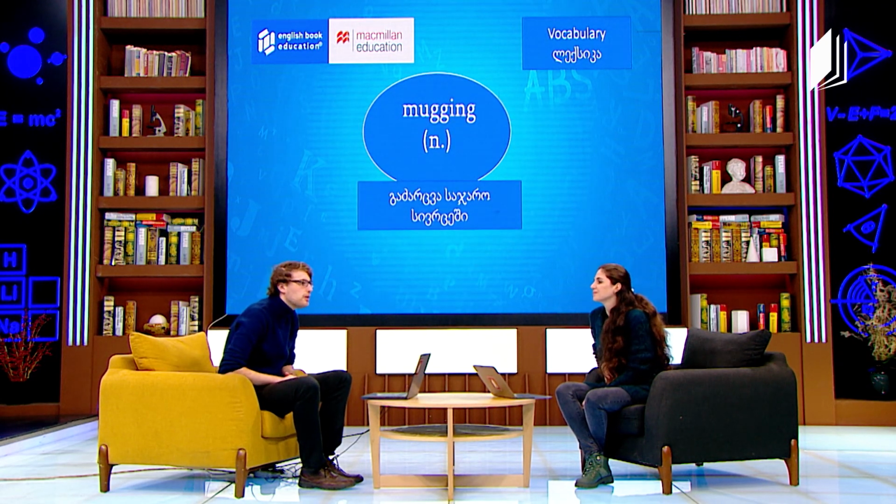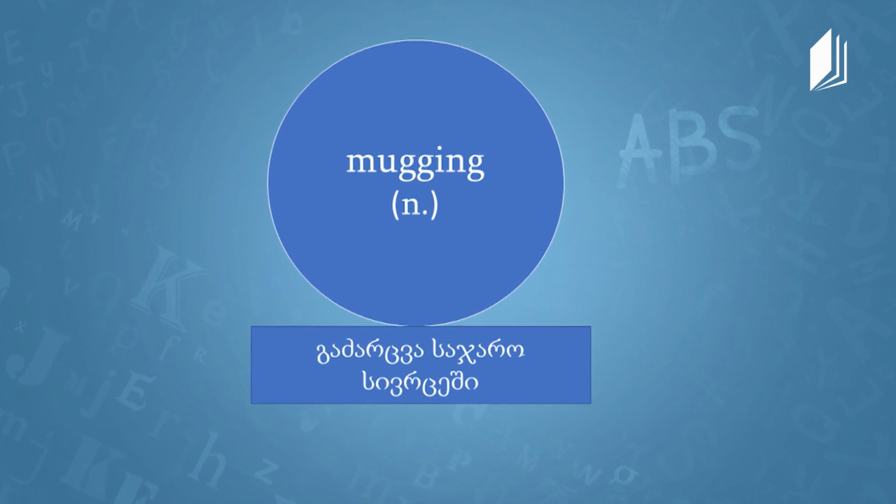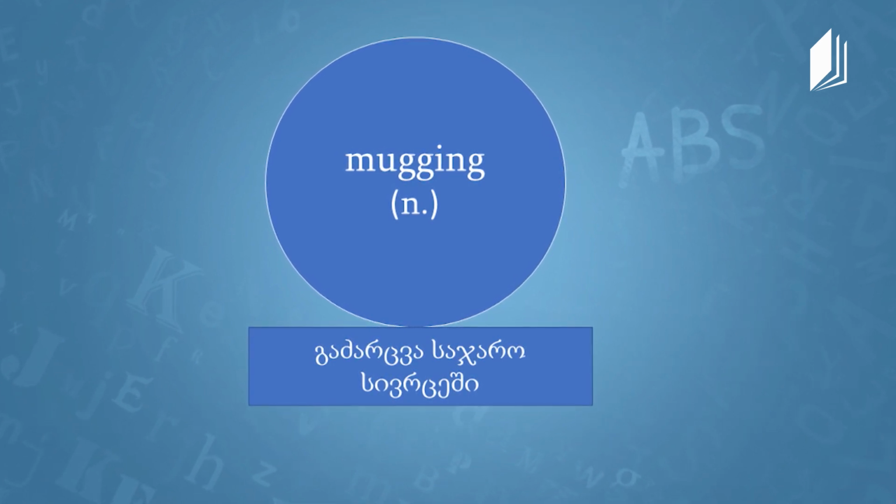So our first word is mugging, and it is a noun. And it is when someone robs somebody in the street. Mugging in Georgian means გაძარცვა საჯარო სივრცეში.